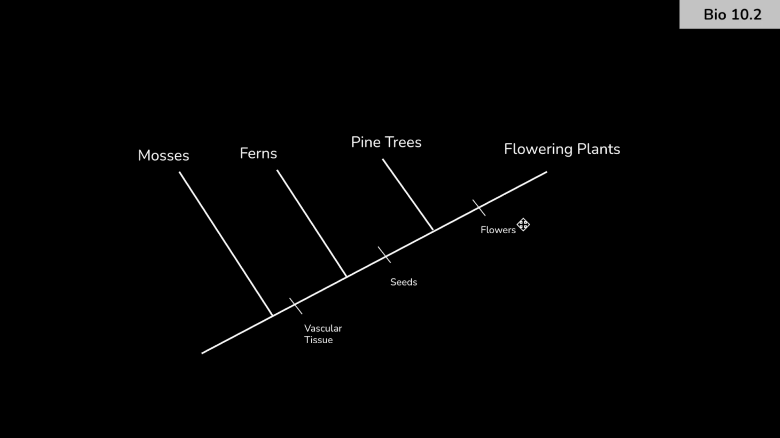So we can also see traits that appear on cladograms or phylogenetic trees. So here we have each hash mark is a trait, and everything that came after it includes that trait. So, for example, ferns, pine trees, and flowering plants all have vascular tissue. Seeds developed next, so pine trees and flowering plants have seeds, and only flowering plants have flowers on this cladogram.